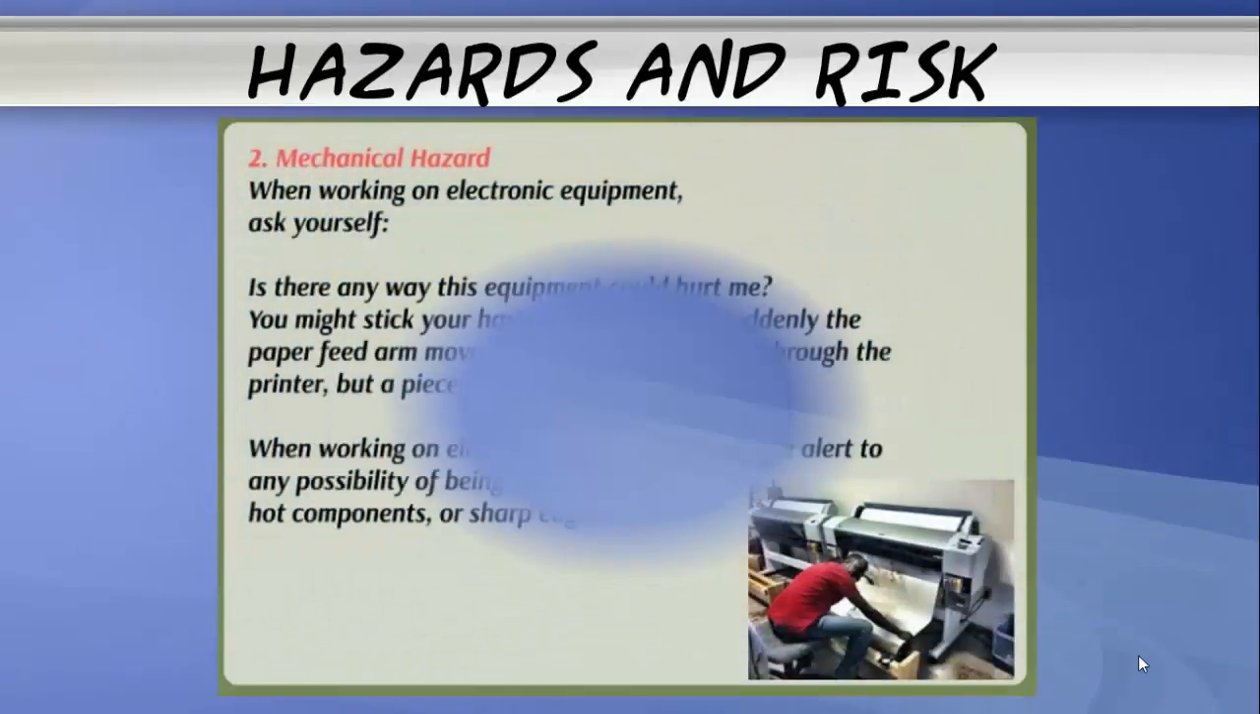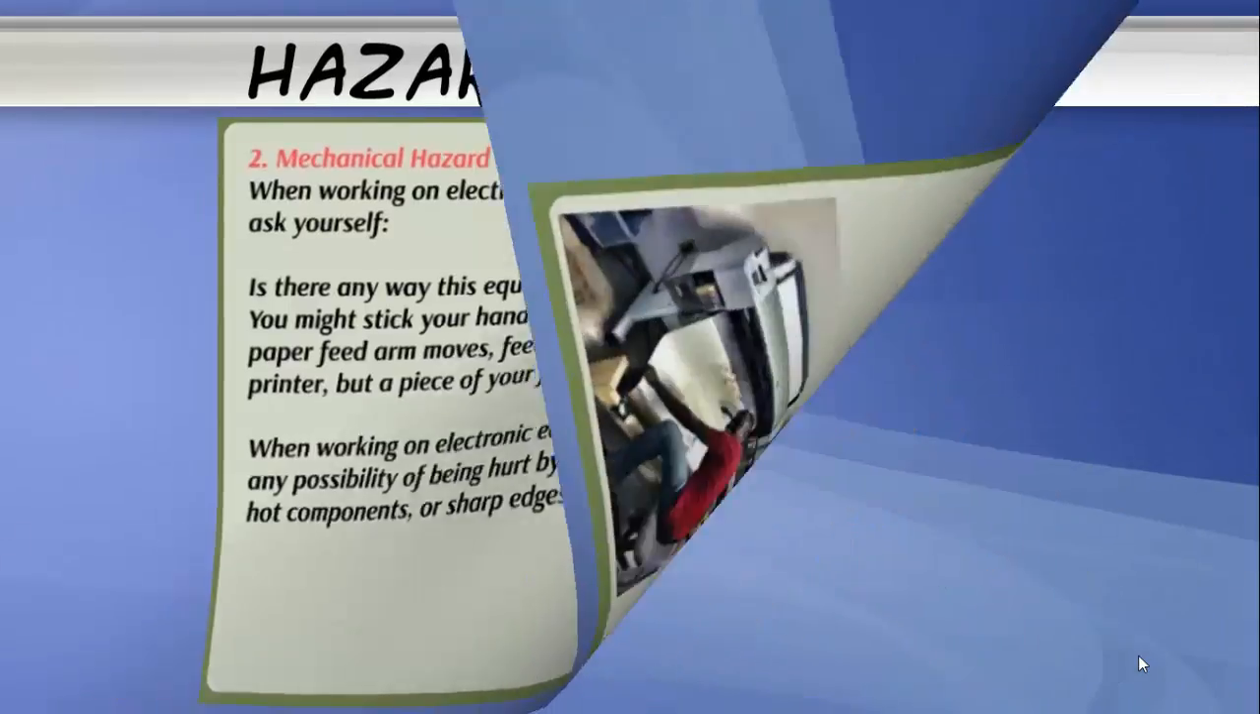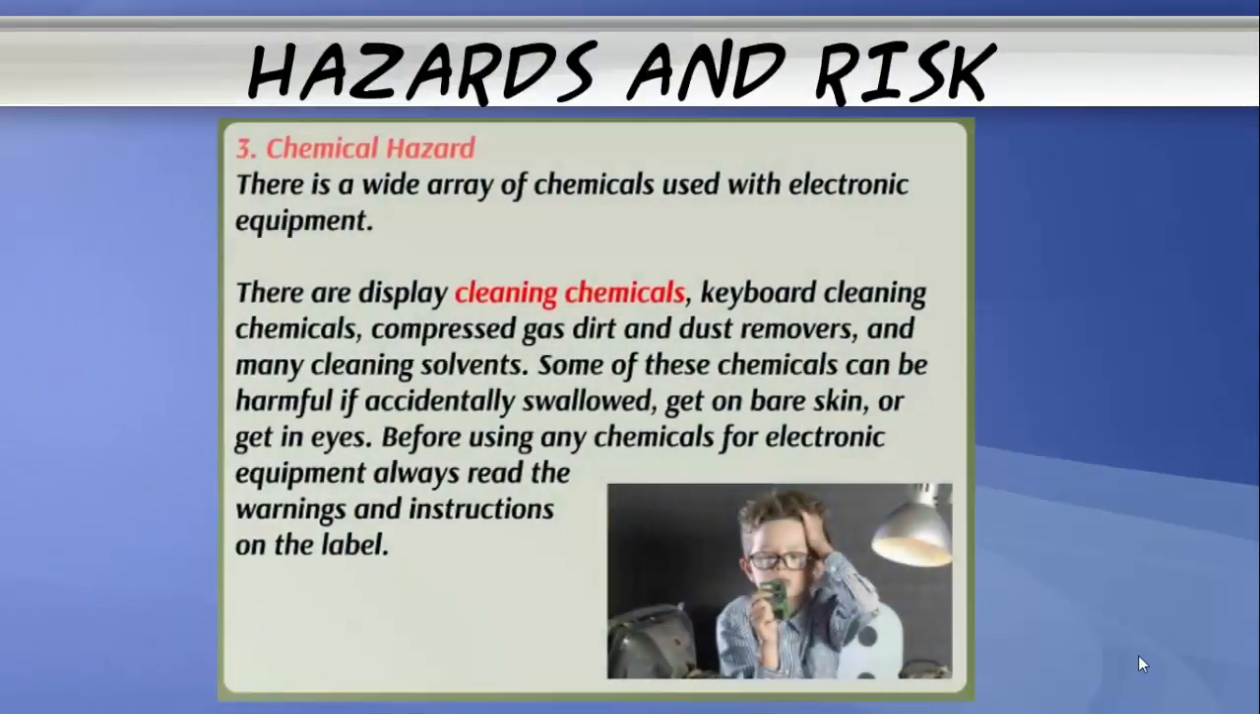Second is mechanical hazard. When working on electronic equipment, ask yourself, is there any way this equipment could hurt me? You might stick your hand in a printer and suddenly the paper feed arm moves, feeding not only paper through the printer but a piece of your finger too. When working on electronic equipment, always be alert to any possibility of being hurt by moving parts, hot components, or sharp edges.